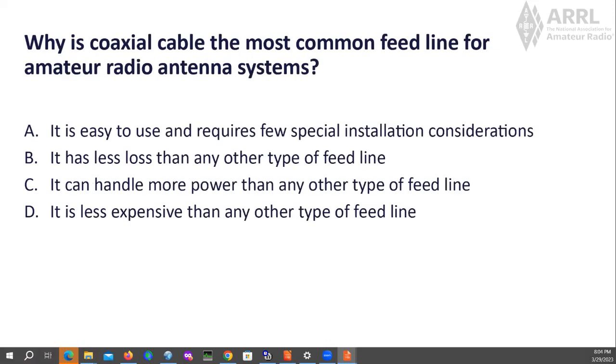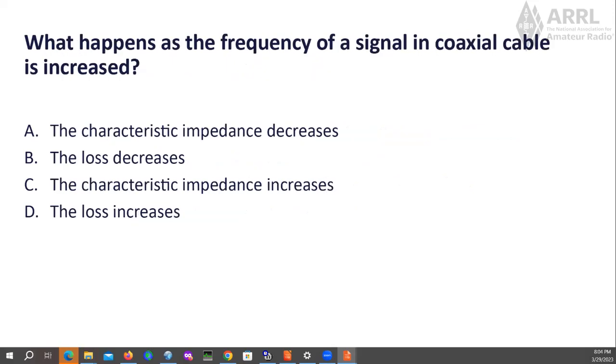Why is coaxial cable the most common feed line for amateur radio antenna systems? A, it is easy to use and requires few special installation considerations. What happens if the frequency of a signal in coaxial cable is increased? D, the loss increases.